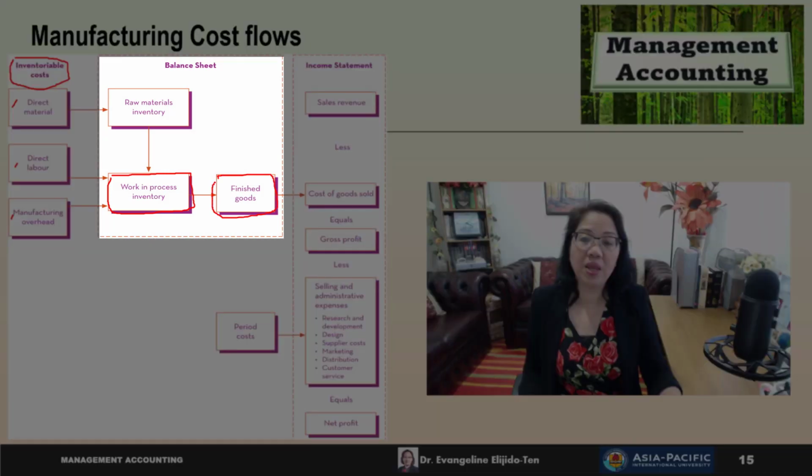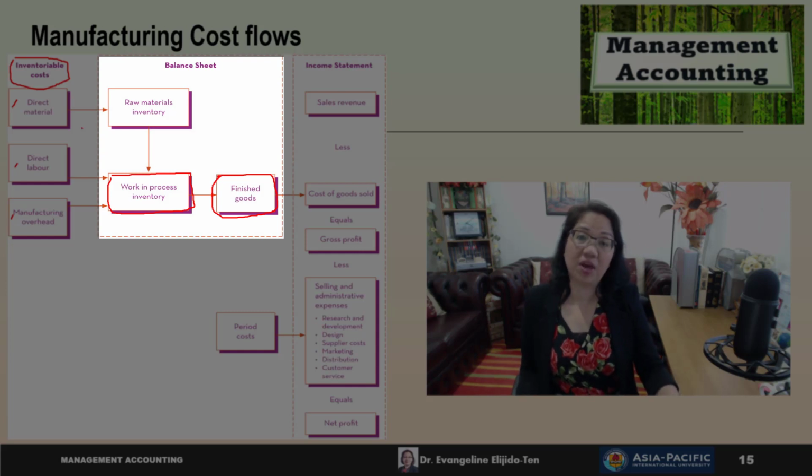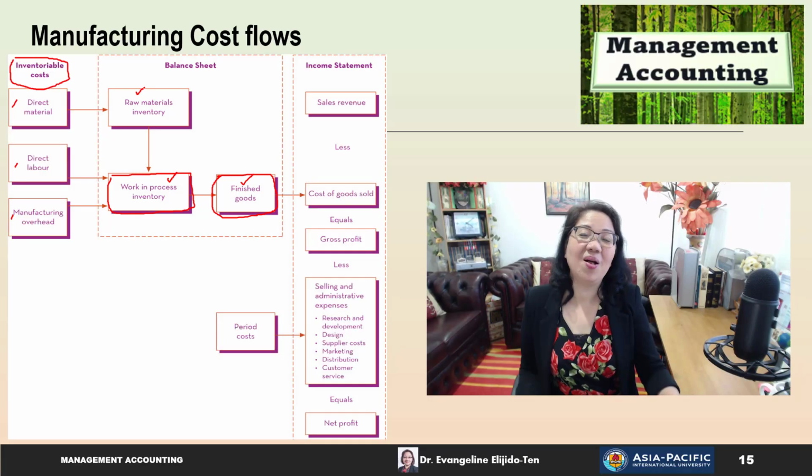All right. Now, in the balance sheet of a manufacturing firm, you will find that there are 3 types of inventory. The work in process inventory is one, the finished goods inventory, and of course the raw materials inventory. Those materials that are not yet used in production. So these are all shown in the balance sheet because they are part of the asset, the inventory.